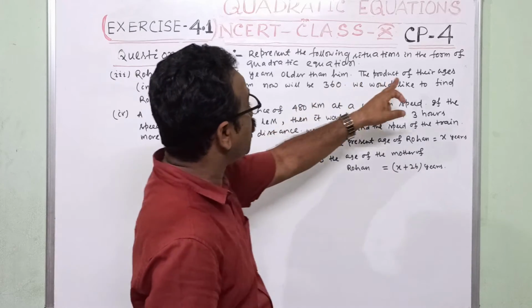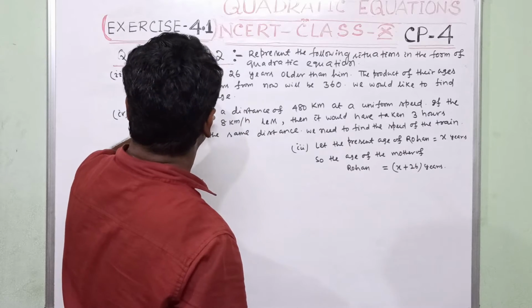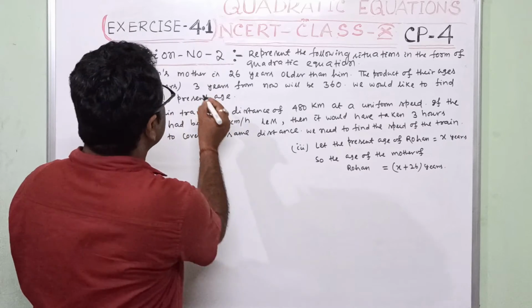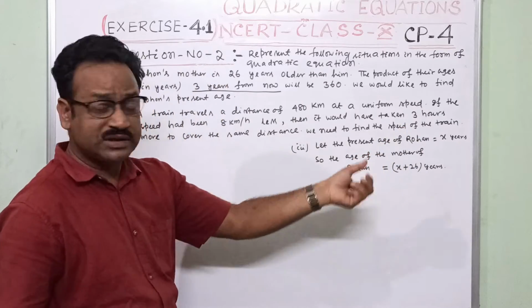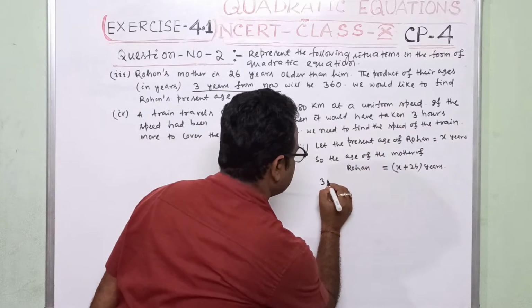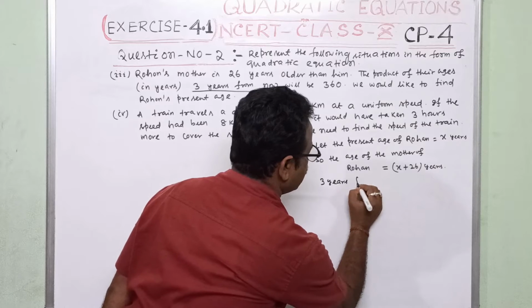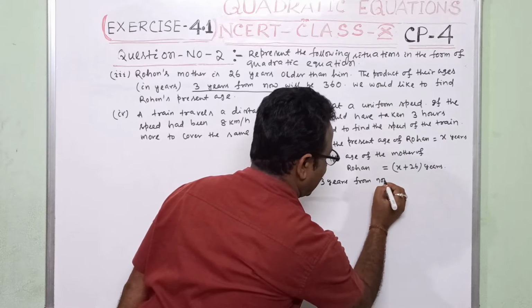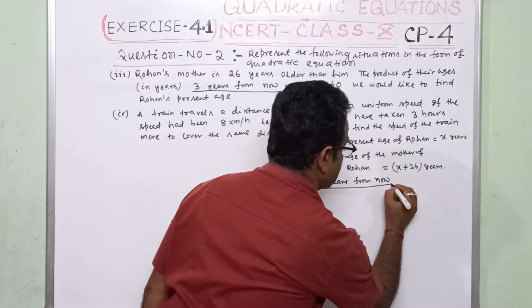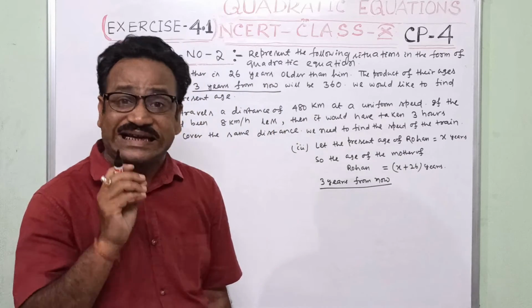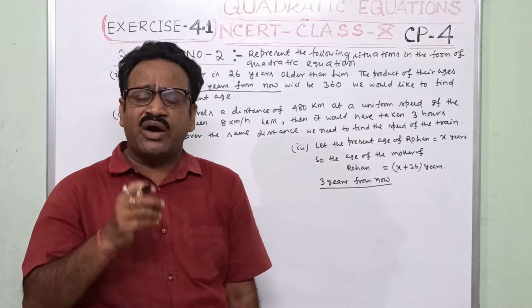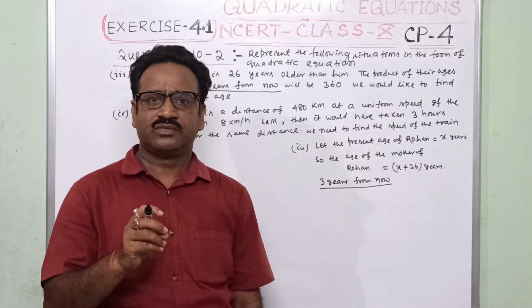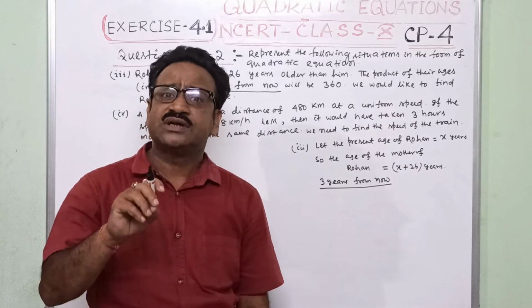The product of their ages in years, 3 years from now. So this present is now. 3 years from now. Suppose your age is 10. Now after 3 years you will be 13 years. Now your age is 15. After 2 years you will be 17 years.